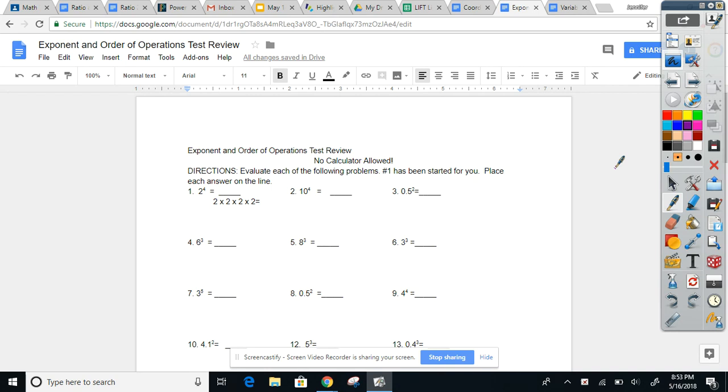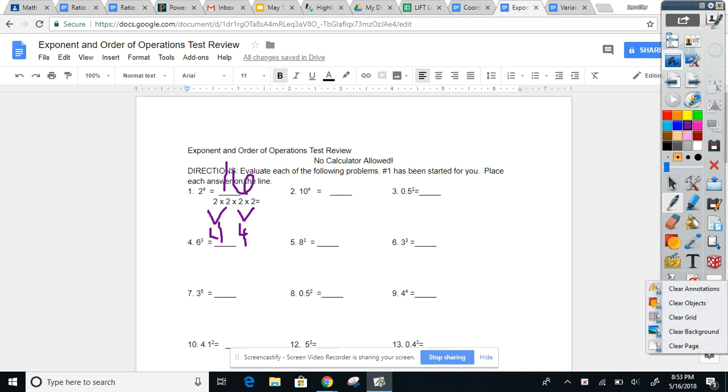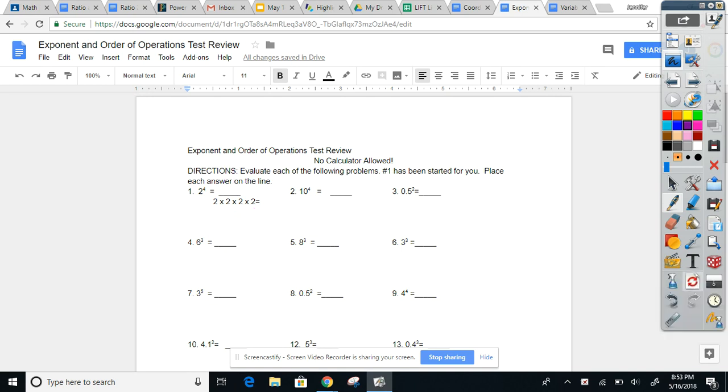So what you're going to do, 2 times 2 is 4. 2 times 2 is 4. 4 times 4 is what? 16. My answer is 16. Got it? Next, we have 10 to the fourth power.